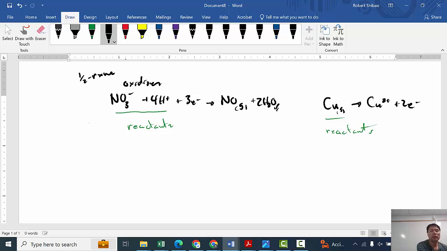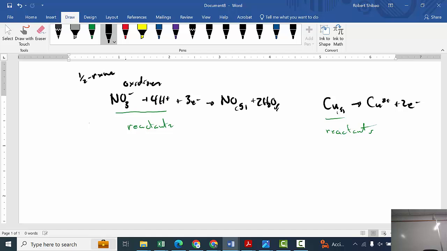All right, so nitrate and H plus will oxidize something. What are they going to oxidize? Well, they're going to oxidize copper. Copper is going to become oxidized, that is, it's going to lose electrons to form copper 2 ions. And in this reaction, it goes from 0 to +2, losing 2 electrons.